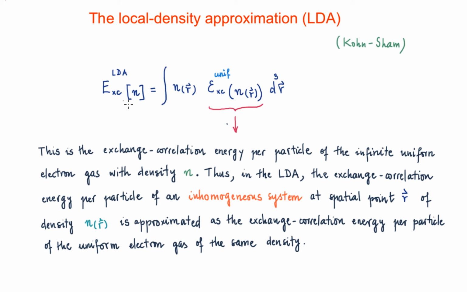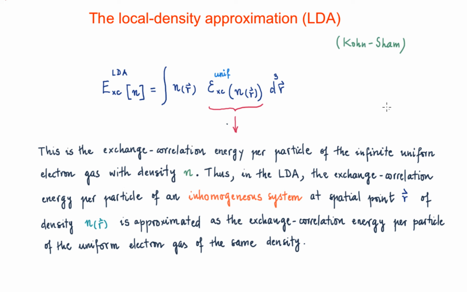So the exchange and correlation energy can be written in terms of this exchange and correlation energy per particle in this way. And the exchange and correlation energy per particle that we are going to consider within this LDA approximation is the one of the infinite uniform electron gas with density n.